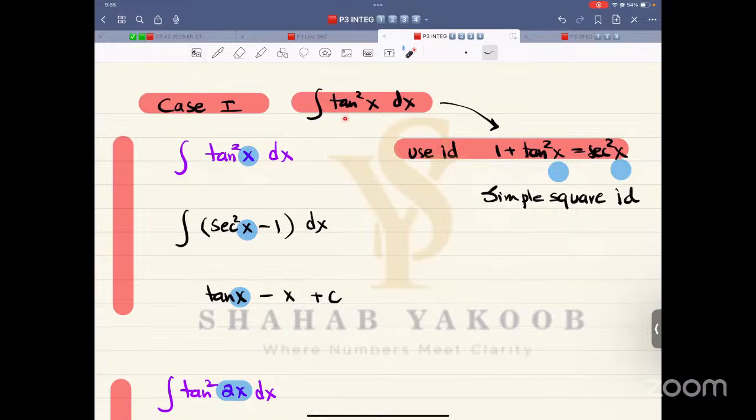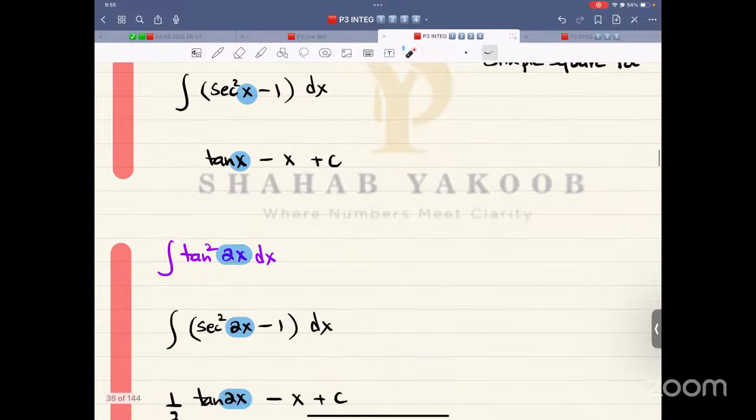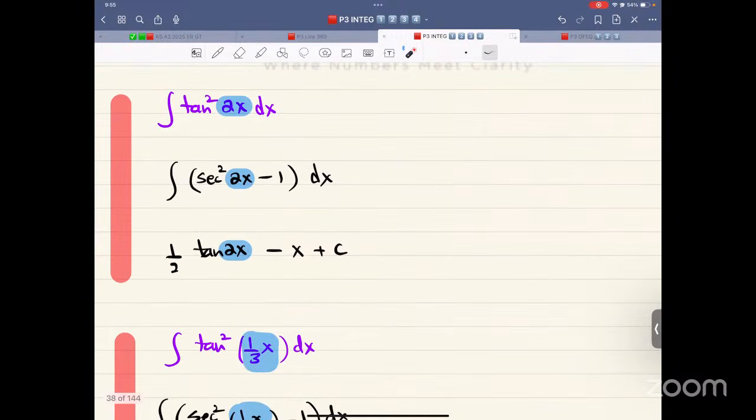Case number 1, the integral of tan squared x. You cannot integrate it directly. You need an identity, a simple squared identity. 1 plus tan squared is sec squared. So therefore, tan squared is sec squared x minus 1. Integrate each term. Sec squared x becomes tangent x, minus 1 becomes minus x. Tan squared 2x is sec squared 2x minus 1. This is not a double angle identity. Whatever this angle is, that angle remains over here. When you integrate sec squared 2x, that is tangent 2x divided by 2.